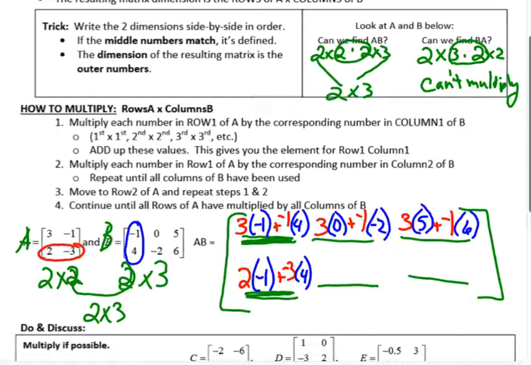Then I'm going to move to my second column. I still stick with the 2 and the negative 3 for the second row. 2 times 0 plus negative 3 times negative 2. And then I finally move to my last column. It's my last row, last column, the bottom right value. So 2 times 5 plus negative 3 times 6.